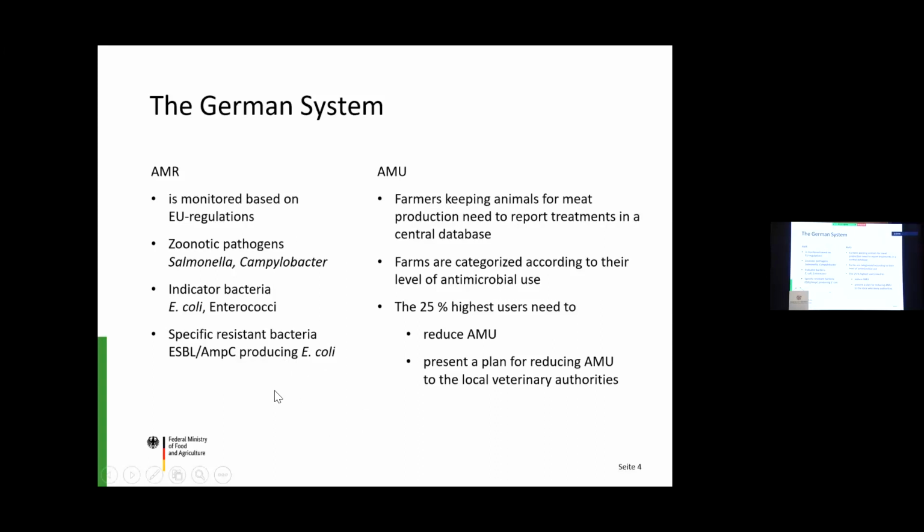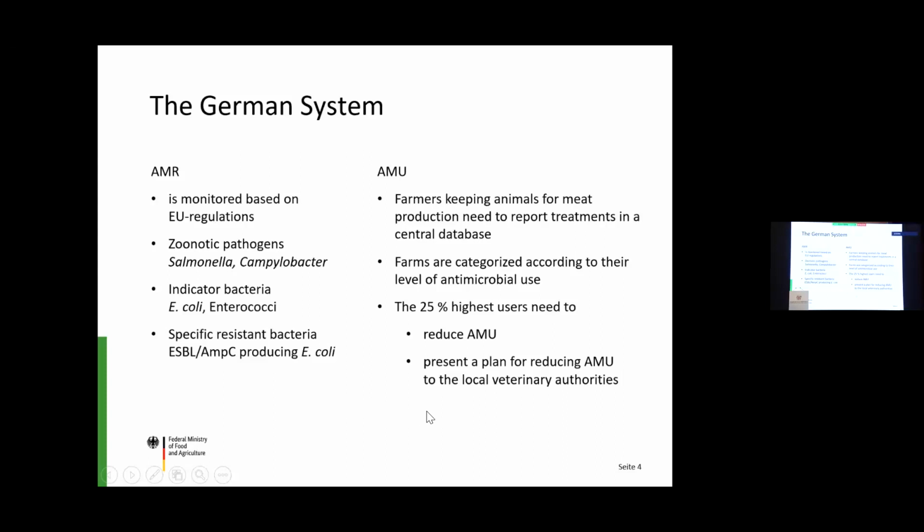So we do examine antimicrobial resistance in certain species. This monitoring covers zoonotic bacteria like Salmonella and Campylobacter, and it also investigates indicator bacteria that are considered an appropriate mirror of the antimicrobial selection pressure in each population. So we test E. coli and Enterococci. Finally, selective isolation of bacteria with specific resistance features is included.